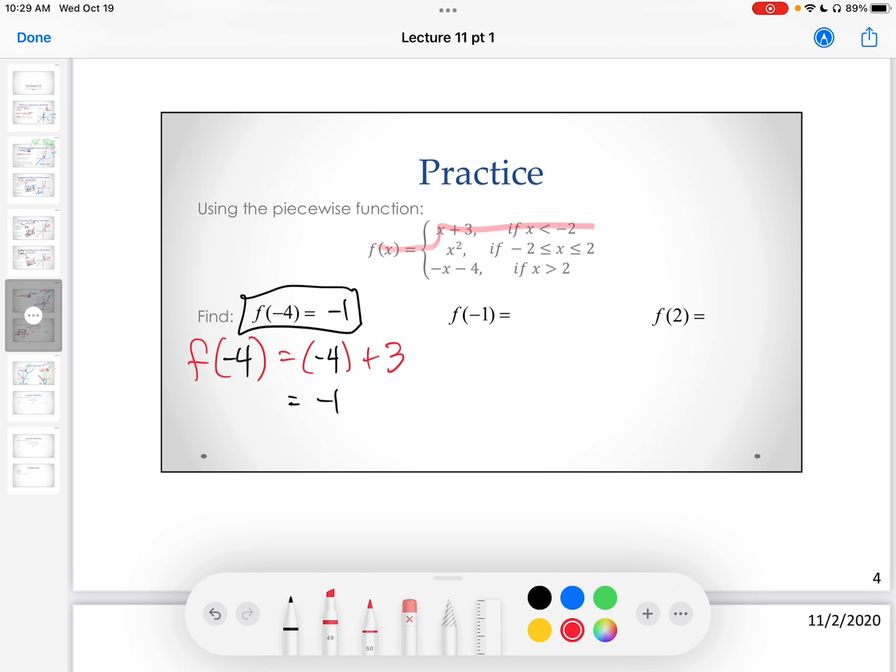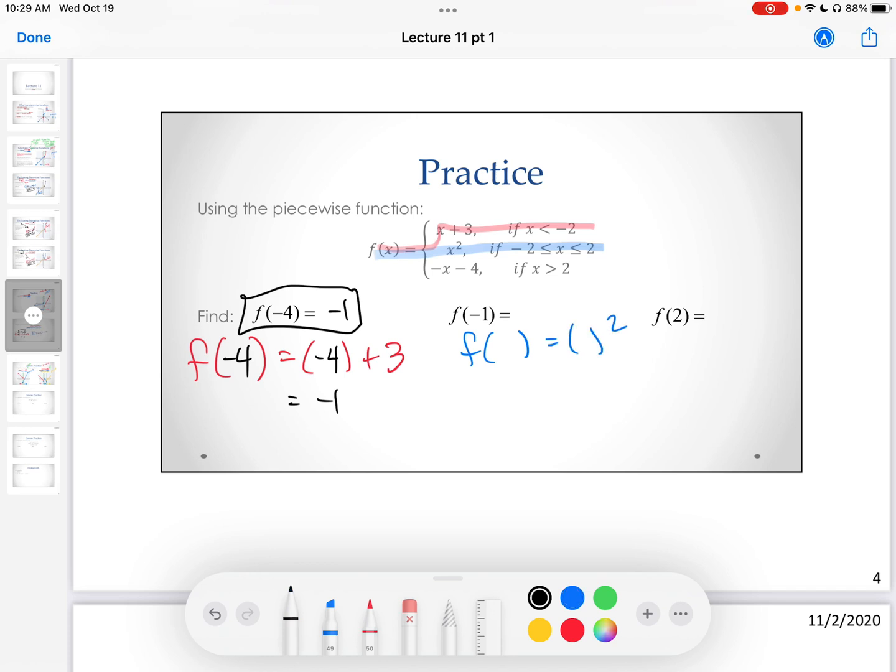Okay. Next, I have my x equaling -1. Well, -1 is not less than -2, so we're not going to use the red function. My blue function here says f of x equals x squared if -2 is less than or equal to x, which is less than or equal to 2. Remember, that just means that your x is between -2 and 2. And -1 is between -2 and 2. So we are going to use our blue function for this one.